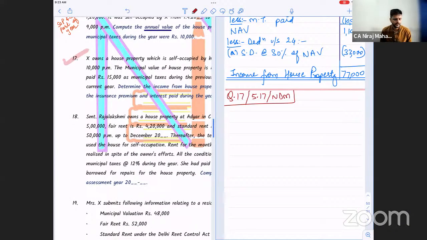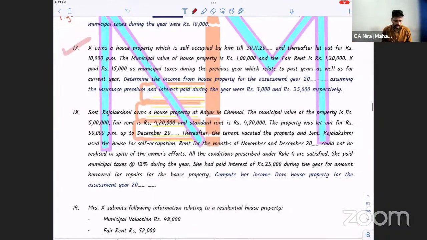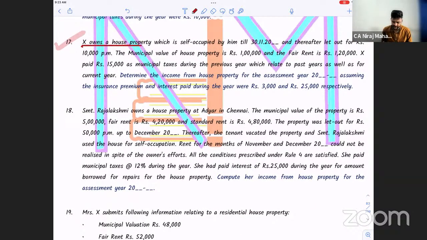Ready? Obviously, I'll read the question with you. X owns a house property, which is SOP by him till 30th November 22. And thereafter, he let out for rupees 10,000 per month. How many months is he earning the rent income, bacho? 4 months. From December to March. The municipal valuation of the house is 1 lakh, fair rent 120. X paid rupees 50,000 as municipal taxes during the year, which relate to past years as well as the current year. Determine income from house property for AY 23-24.